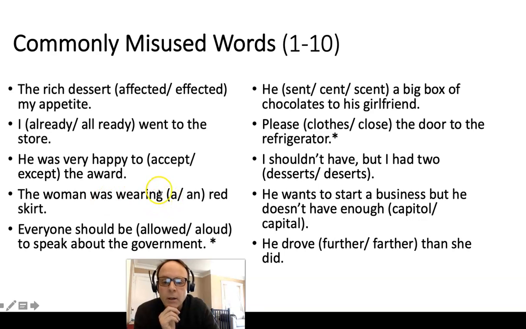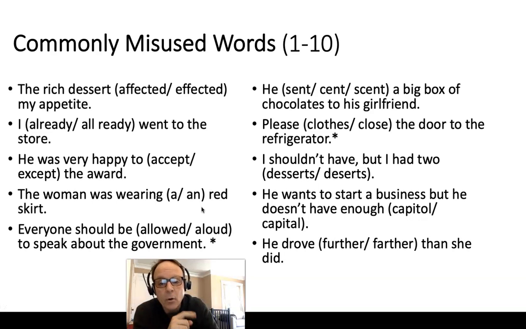When do we choose the article a, and when do we choose the article an? What you'll notice here is the word red, as in "the woman was wearing a red skirt." It starts with what's called a consonant, R. So that sound, not always the spelling, but the sound, the consonant sound, means the woman was wearing a red. So a always goes with consonants.